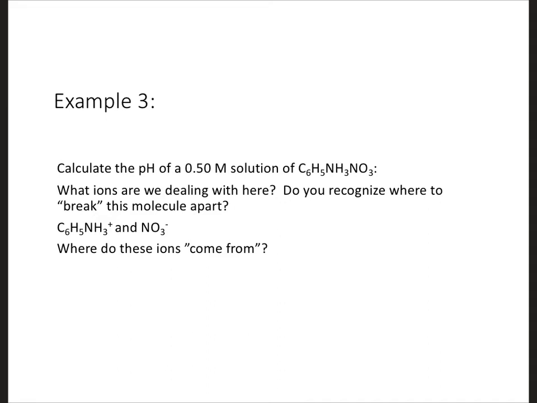And so with this, it's going to be those exact same steps as previously, but this is a molecule that you probably have not seen before. So when you look at this molecule, where are you going to break it apart? If we're talking about things that are going to dissociate in solution, we should be looking for things we recognize that break out into ions.